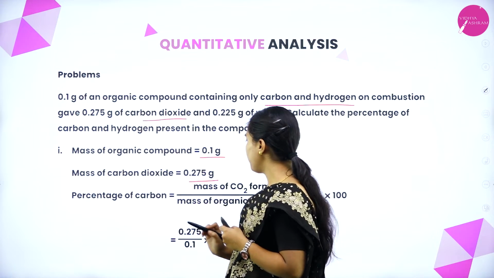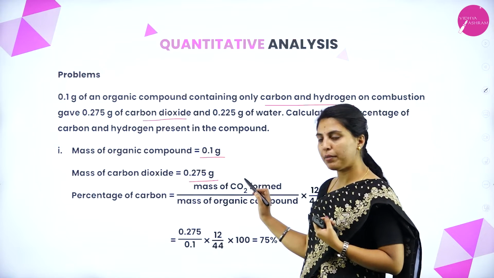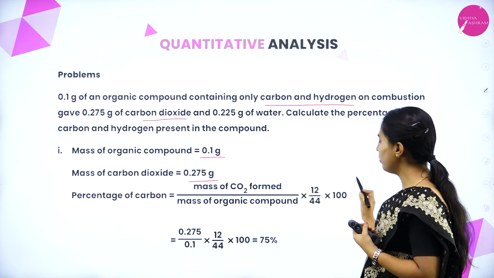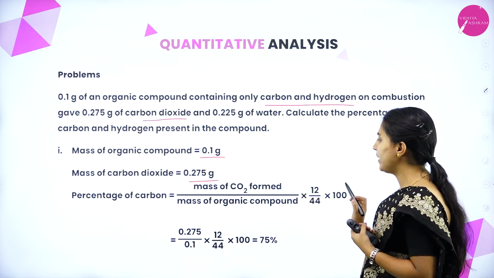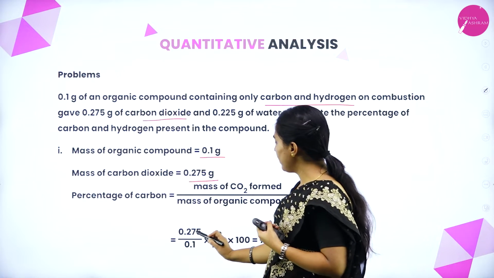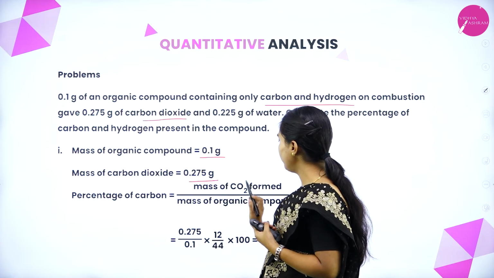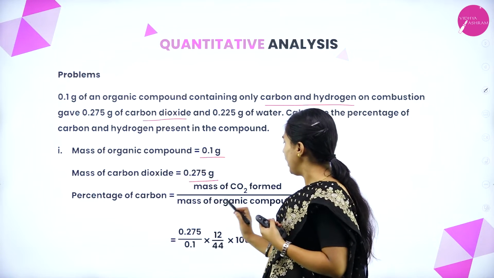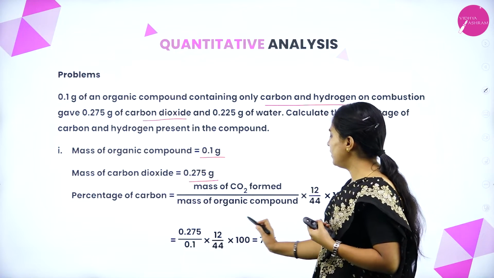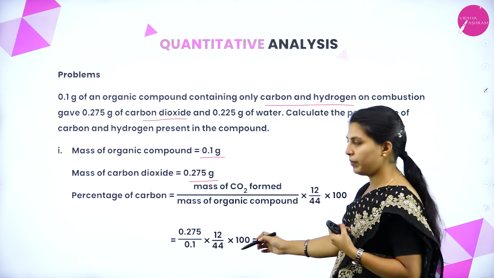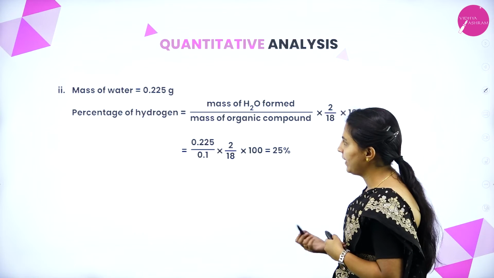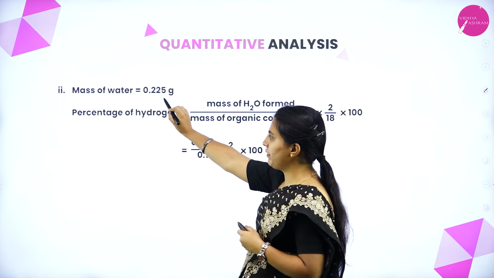The percentage of carbon, how will we calculate? Mass of carbon dioxide divided by mass of organic compound, into 12 by 44 into 100. This is the standard formula. What have they given? 0.275 is the mass of carbon dioxide, and 0.1 is the mass of organic compound. By this equation, the overall result is 75%.